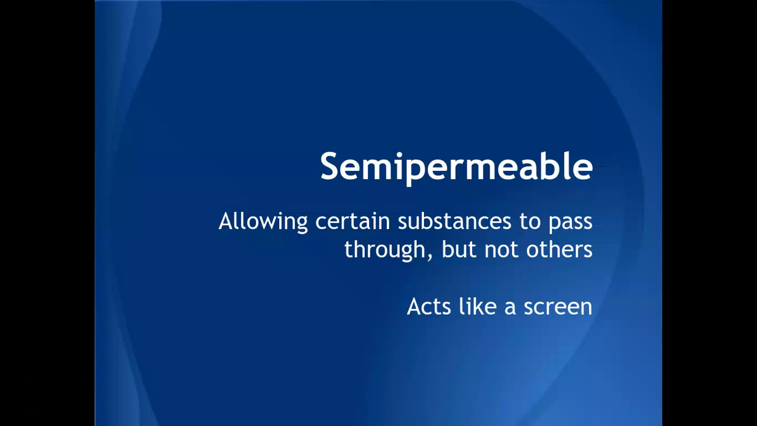A few vocabulary words before we begin. The word semi-permeable means that certain substances are allowed to pass through, but not others. So kind of like a screen. If you think of the lab activity we did where you put the rocks and the sand and the macaroni on top of each other and only the sand was able to pass through, we would say that that screen was acting like the cell membrane and it was only permeable to the sand, meaning only the sand could pass through.